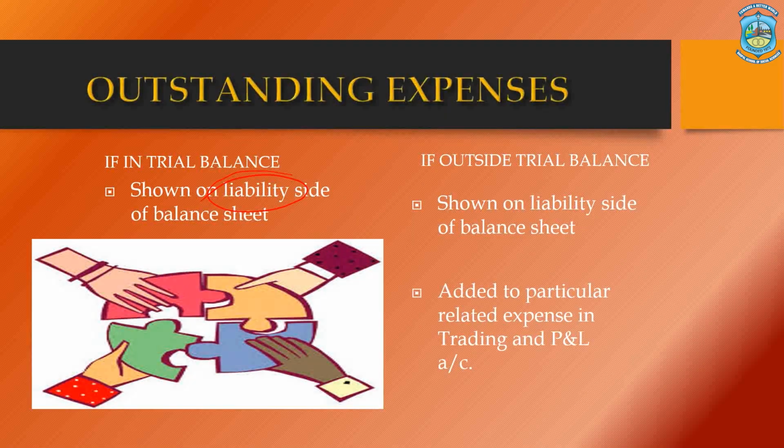And if outstanding expenses are given outside the trial balance, then there will be two effects. The first effect will be, it will be shown on the liability side of the balance sheet, and the second effect will be, it will be added to the respective expense in the trading and profit and loss account. They are to be added. Remember, outstanding expenses are to be added to the respective expense in the trading and profit and loss account. And since they are your current liabilities, they will be shown on the liability side of the balance sheet.